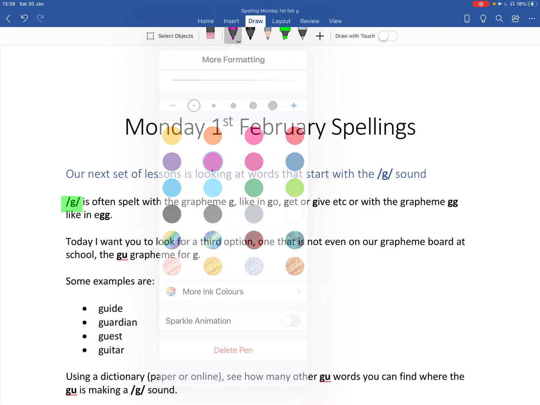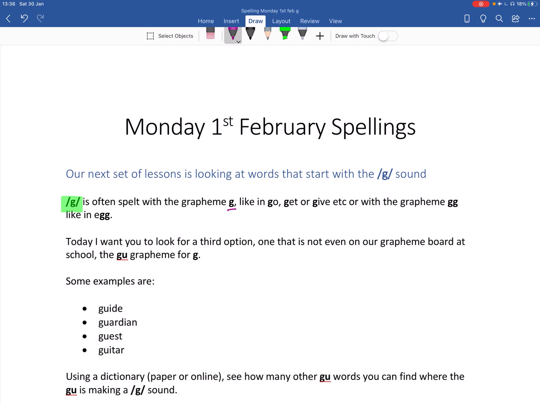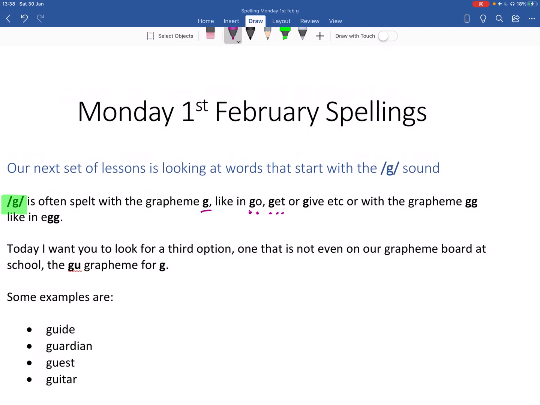Let's have a nice thin pen. G. So in go, we've got two sounds, or two phonemes, g, o, with a G and an O. In get, we've got three graphemes, g, e, t, made with a G, an E and a T. In give, we've got three graphemes. We've got g made with a G, I, the split vowel digraph, IE, and v with just a V. That's one we're used to.